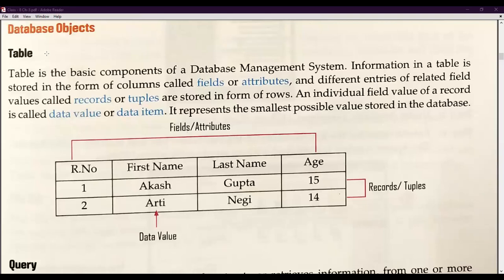So table is the basic component of a database management system, and information in a table is stored in the form of columns called fields or attributes.